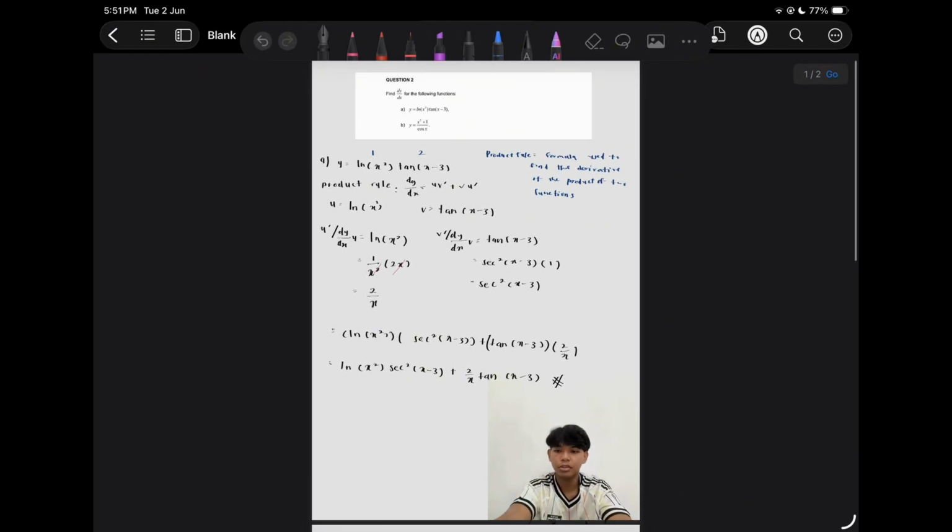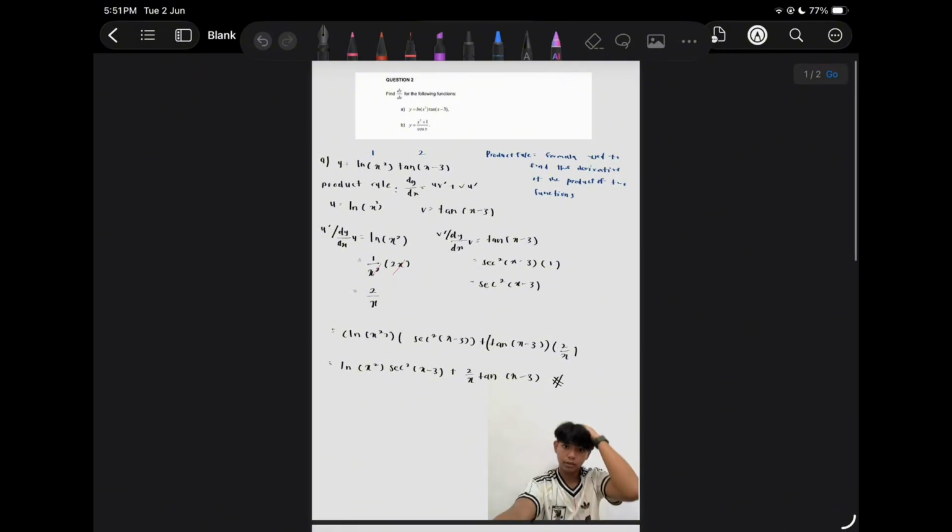And for v prime, we need to differentiate tan(x minus 3). If you differentiate tangent, you will get sec squared, so it becomes sec squared of (x minus 3), and we need to multiply it by 1, since if you differentiate the bracket x minus 3, it becomes 1. So sec squared (x minus 3) times 1, and our v prime will be sec squared (x minus 3).